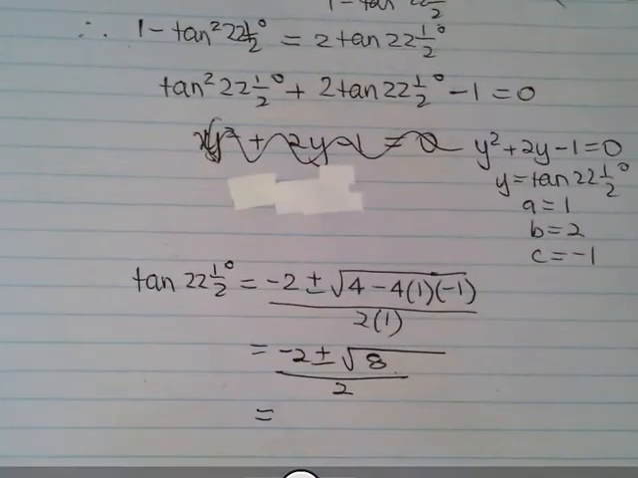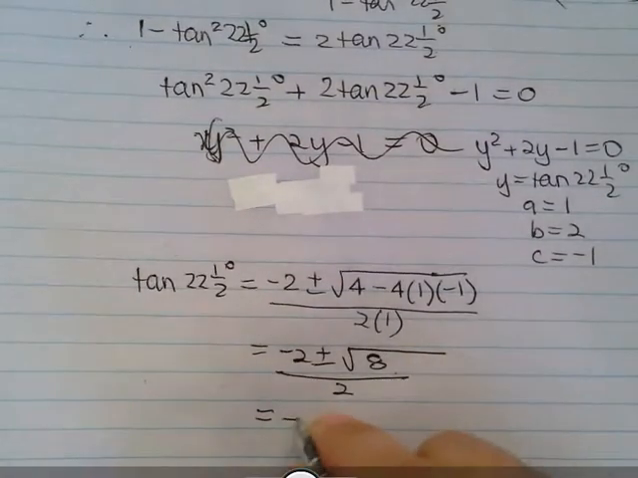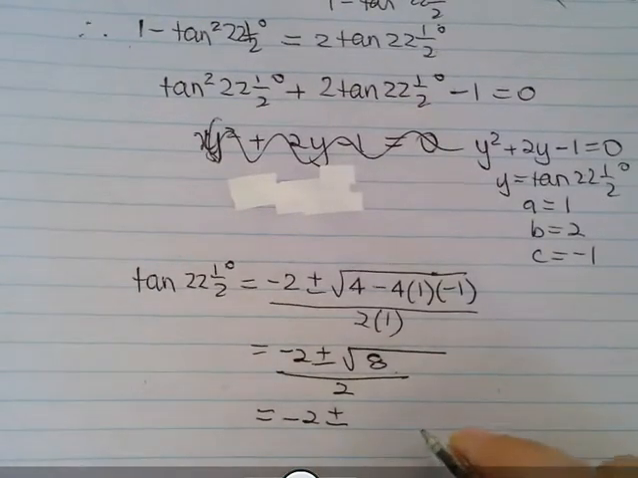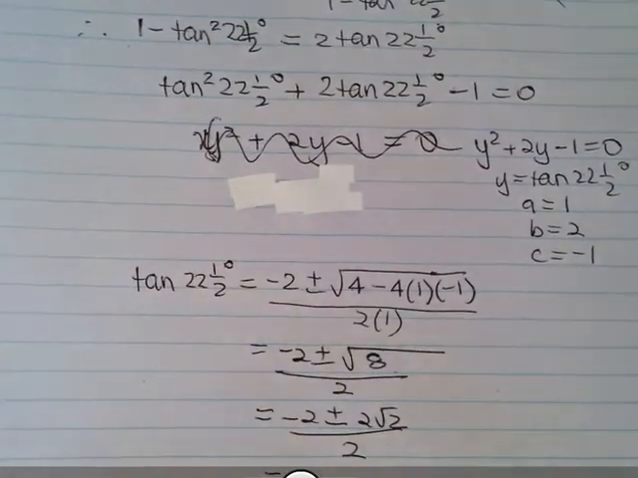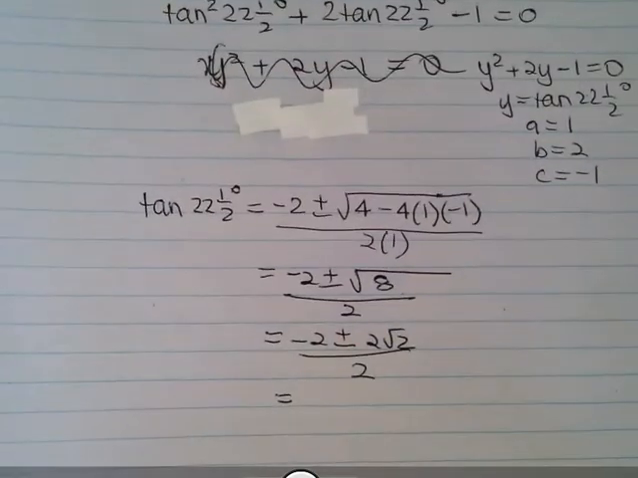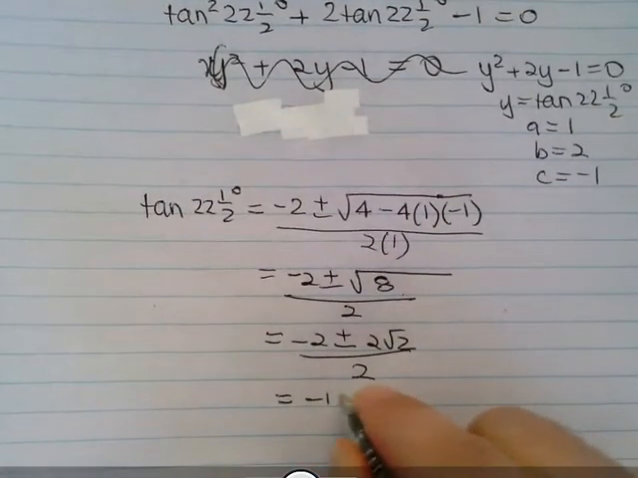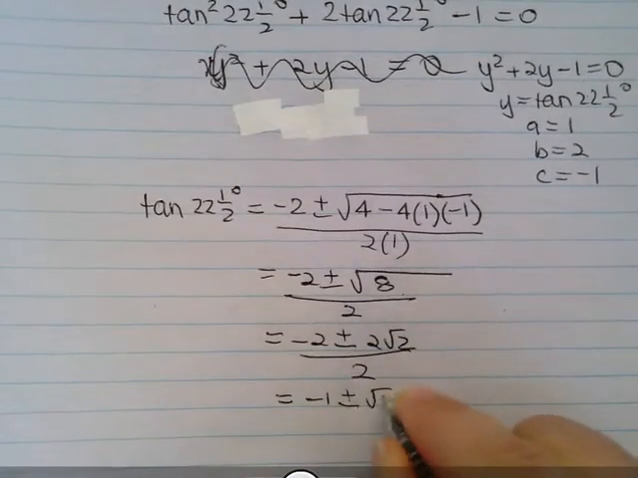We good? -2 plus or minus, what's square root of 8? 2 root 2 over 2. What should I do now? Divide through by 2. So it's -1 plus or minus root 2.